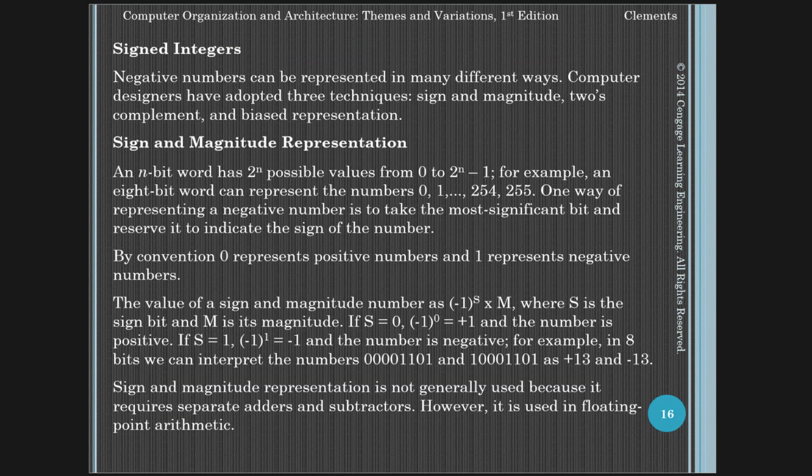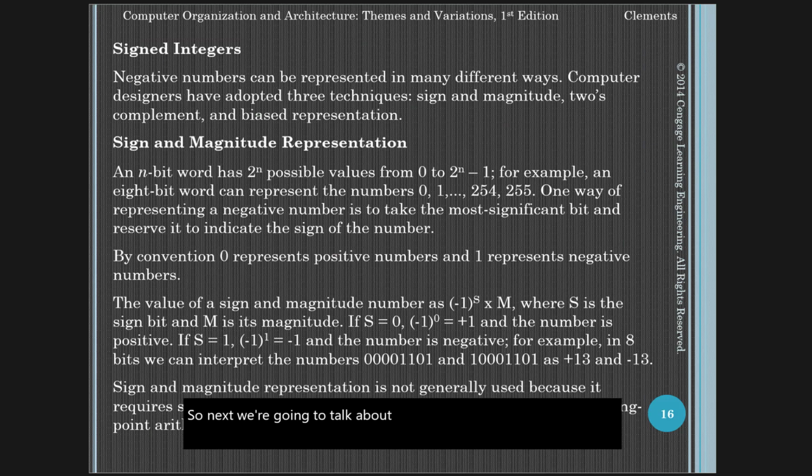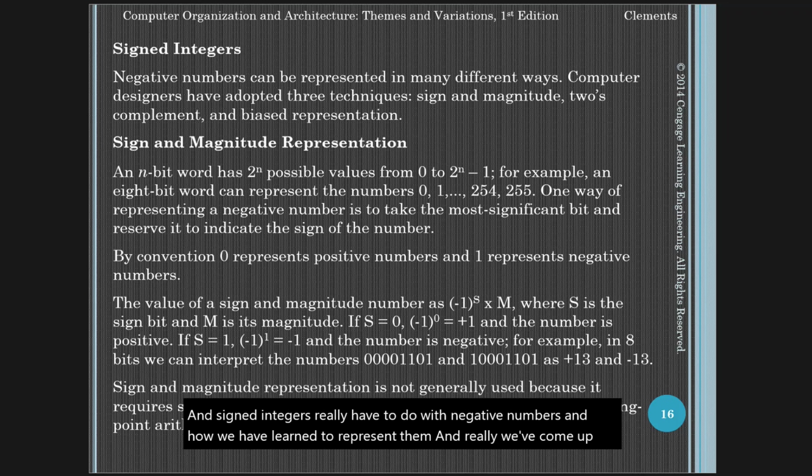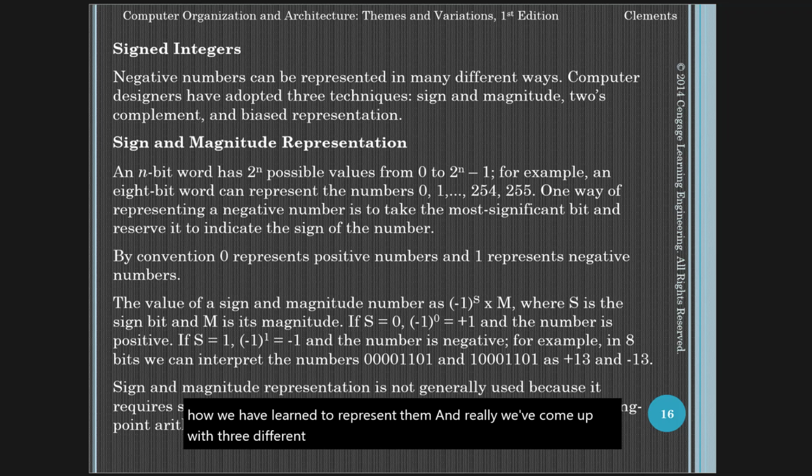So next we're going to talk about signed integers, and you've heard me use this term before, signed and unsigned data types. And signed integers really have to do with negative numbers and how we have learned to represent them. And really we've come up with 3 different techniques: sign and magnitude, 2's complement, and biased representation. And so each of these mechanisms has its own advantages and disadvantages.